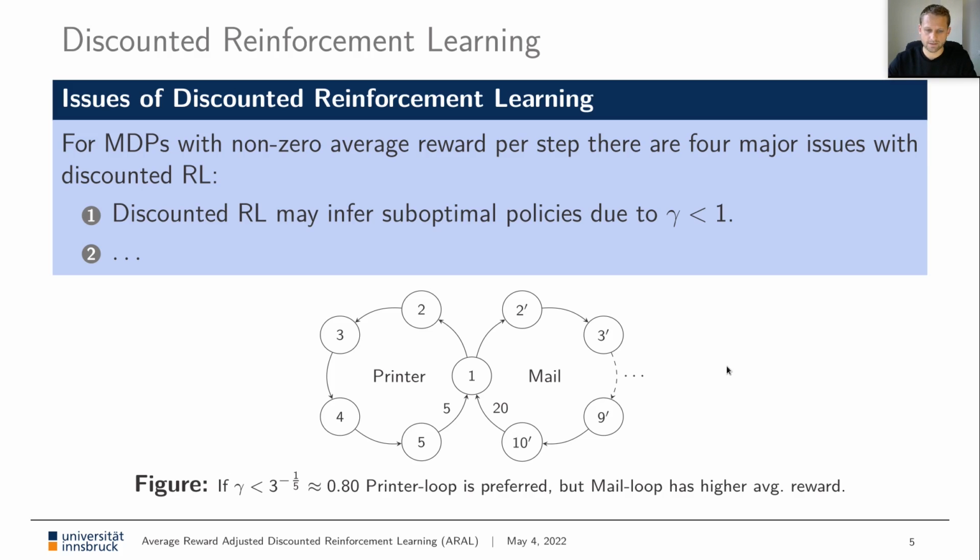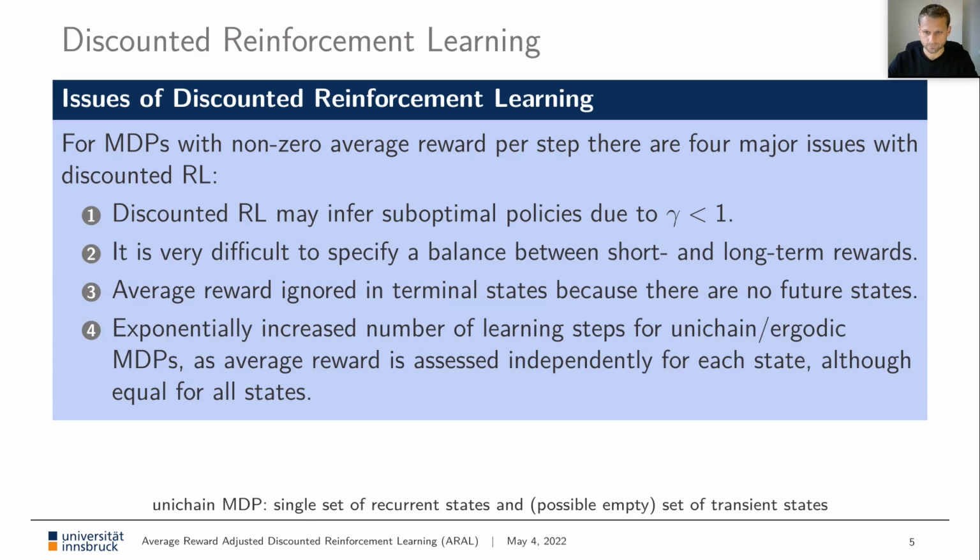However, if we set a discount factor that is 0.8 or smaller, the printer loop is preferred in discounted reinforcement learning. Second, it is very difficult to specify a balance between short and long-term rewards in this setting. This leads to issues with the hyperparameterization, which we probably all had already had to deal with.